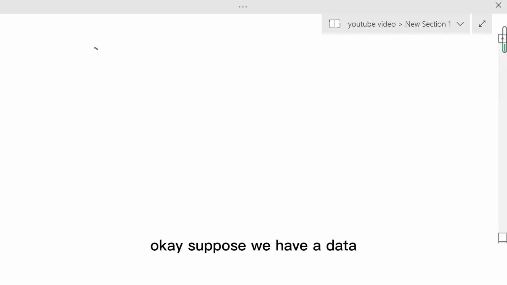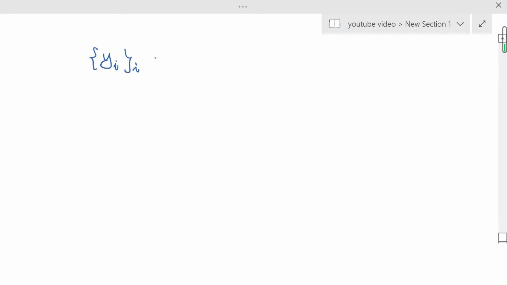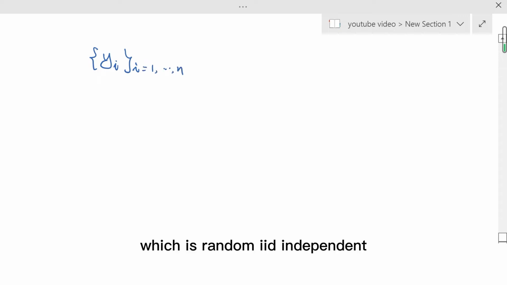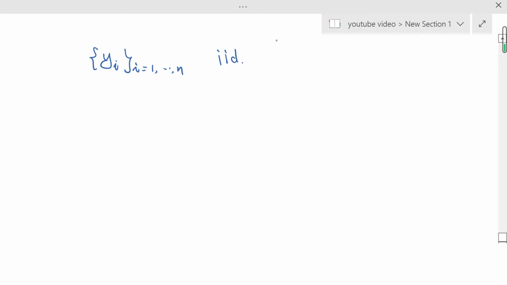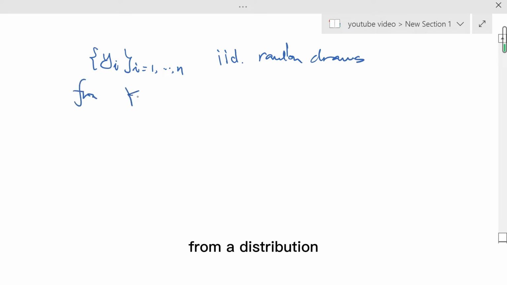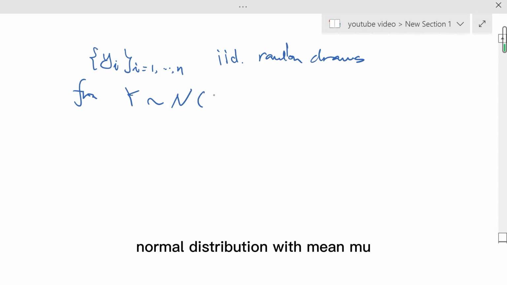Okay, suppose we have a data set, observations from 1 to n, which is random, i.i.d., independent and identically distributed. These are random draws from a normal distribution with mean mu and standard deviation 1.